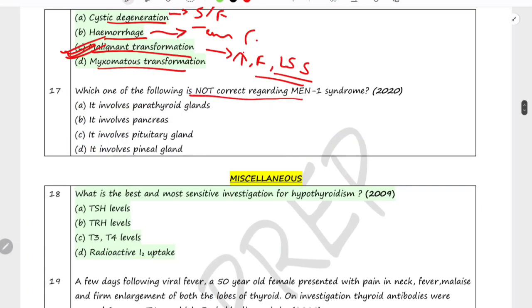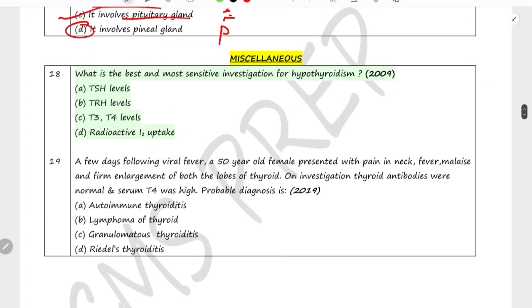Which of the following is not correct regarding MEN1 syndrome? So MEN1 syndrome involves the pituitary, pancreas and parathyroid, triple P. So let us check. It involves the parathyroid gland, correct. It involves the pancreas, correct. It involves the pituitary gland. Option D is incorrect. It does not involve the pineal gland.